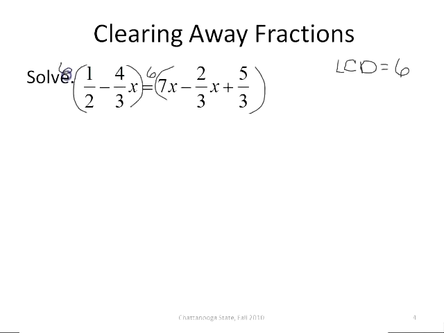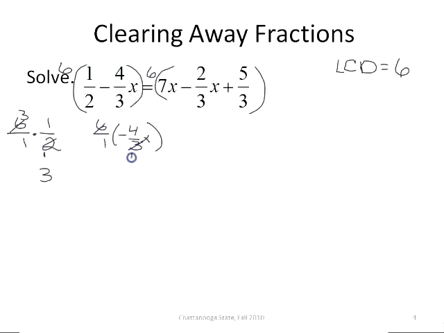So I'm going to do it one term at a time so you'll see what happens. I'll multiply the 6 times the 1/2. So that means I have to do 6 over 1 times 1 over 2. So let's see, 6 and 2 share a common factor of 2. So I can reduce that into 3 times 1 on top over 1. So that becomes just 3. Now I want to multiply my 6 by my negative 4/3 x.